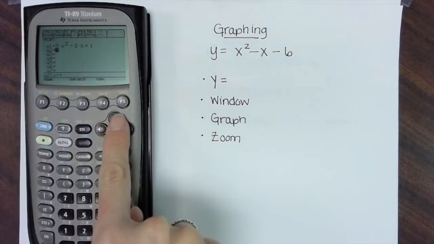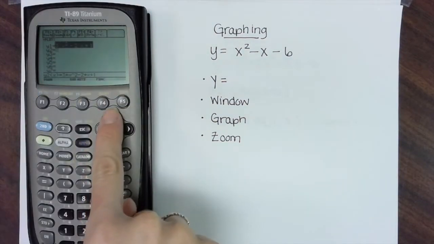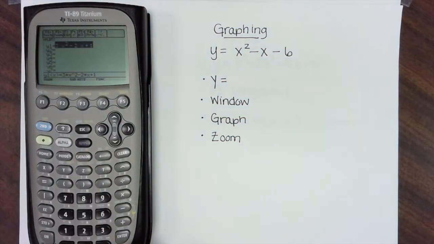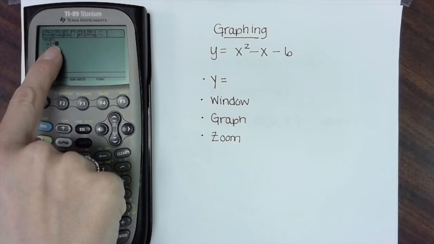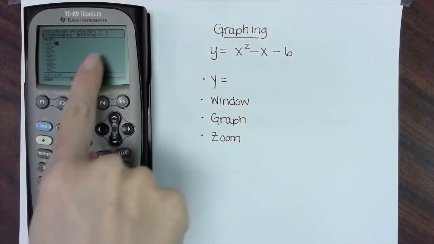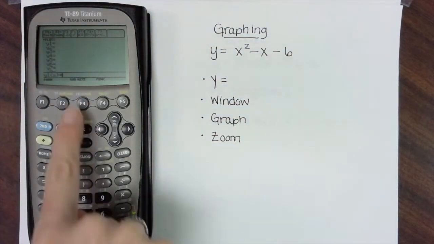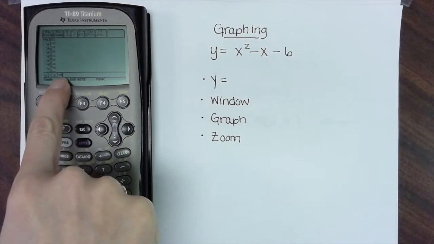That's fine. You can use your arrow buttons to highlight it, arrow up to highlight it, and then if you hit clear, it'll clear it out. Now your cursor is at Y1, which is where you're going to type in the equation. And you can just hit enter, and it'll bring your cursor down to the bottom of the screen.